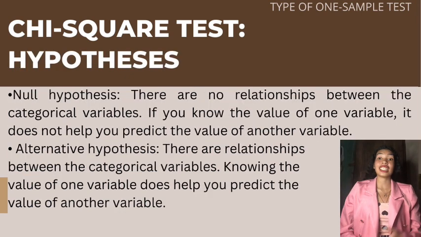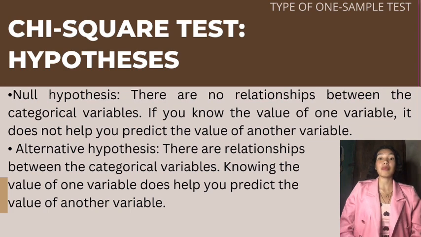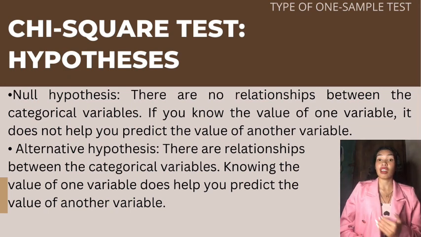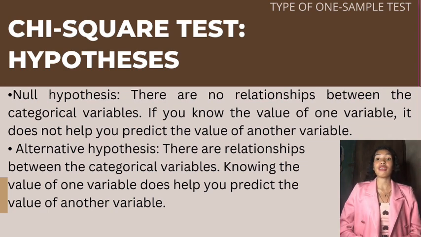So next is the chi-square test hypothesis. The null hypothesis: there is no relationship between the categorical variables. If you know the value of one variable, it does not help you predict the value of another variable. While the alternative hypothesis: there are relationships between the categorical variables. Knowing the value of one variable does help you predict the value of another variable.